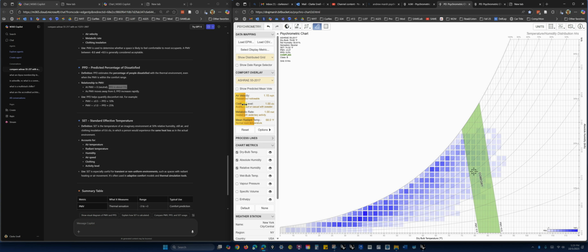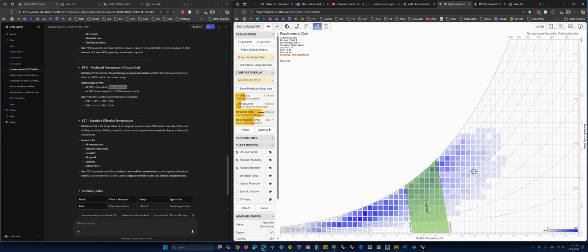If I change the clothing level, I actually move the entire comfort zone, because as I add clothing, it can be colder. As I remove clothing, it can be warmer. The metabolic rate has to do with how fast we're moving. One is basically seated. So if I start running around and I'm very active outside, I'm building a house or whatever, my comfort zone moves downward, and I can be comfortable when it's colder.